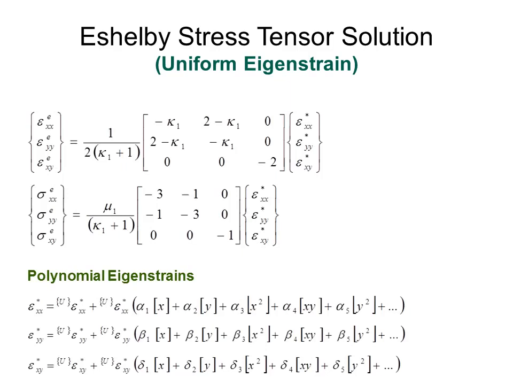For uniform, we already have this solution. Polynomial eigenstrains are represented as series with unknown coefficients, with prescribed coefficients alpha 1, alpha 2. When the prescribed coefficient has linear form, we have alpha 1 and alpha 2. When this is quartic form, alpha 3, alpha 4, alpha 5. This is for the x component. For the y component, we have beta 1, beta 2, and so on. And then for the shear, we have delta 1, delta 2.